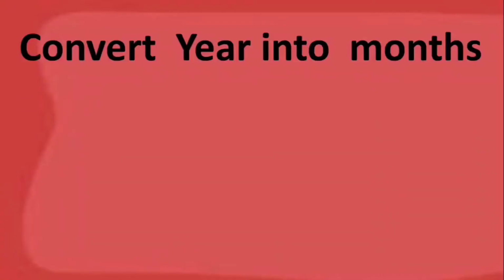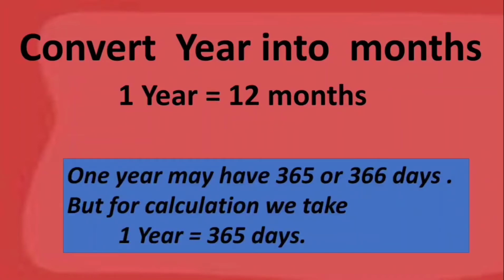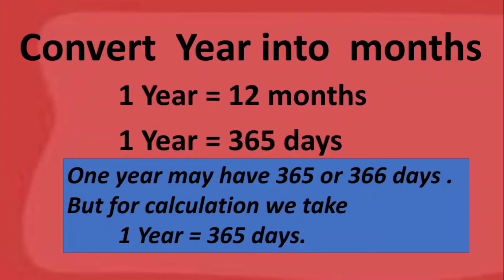Let us learn how we can convert year into months. Dear students, do you know how many months are there in a year? Yes, there are 12 months. But do you know how many days in a year? One year may have 365 days or 366 days in a leap year. But for calculation, we take only 365 days in a year. It means we will write 1 year equals to 365 days.